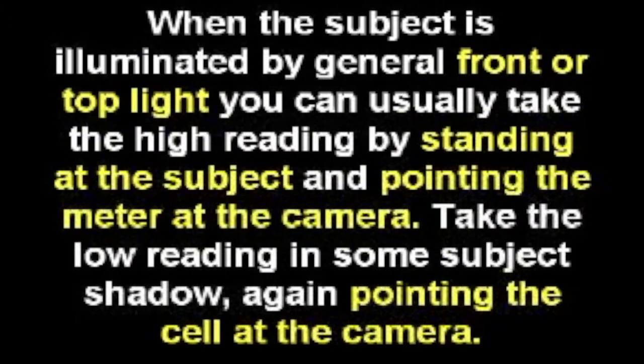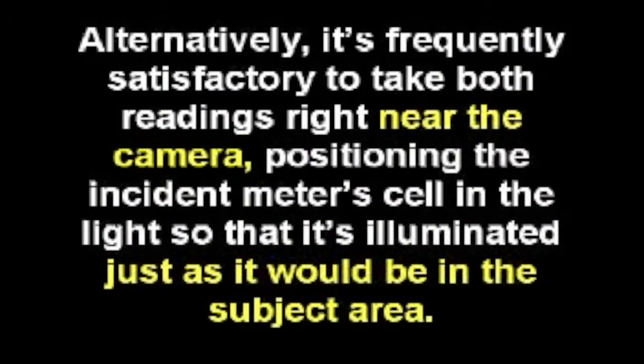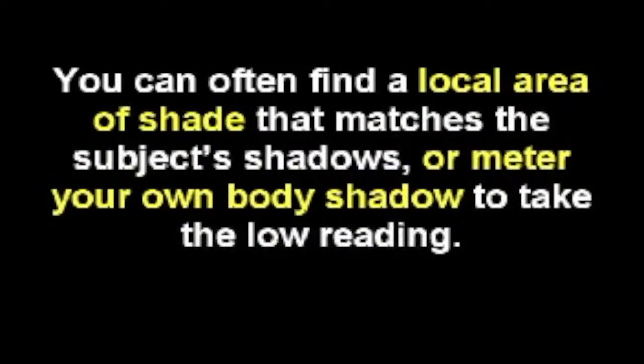When the subject is illuminated by general front or top light, you can usually take the high reading by standing at the subject and pointing the meter at the camera. Take the low reading in some subject shadow, again pointing the cell at the camera. Alternatively, it's frequently satisfactory to take both readings right near the camera, positioning the incident meter cell in the light so that it's illuminated just as it would be in the subject area. You can often find a local area of shade that matches the subject's shadows, or meter your own body shadow to take the low reading.